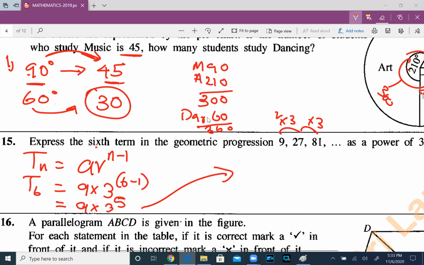So it is 9 into 3 to the power 5. We can write this 9 as 3 to the power 2, and this into 3 to the power 5. According to the index law, if the bases are equal, the powers get added and the base remains the same. The powers get added, that is 2 plus 5 is 7.